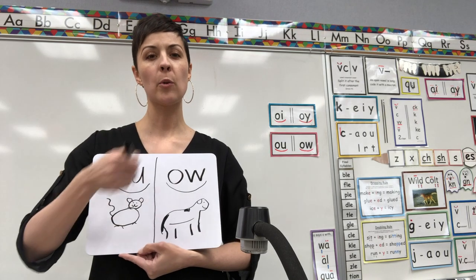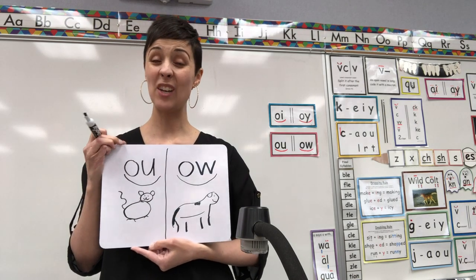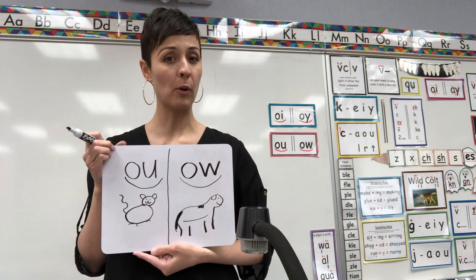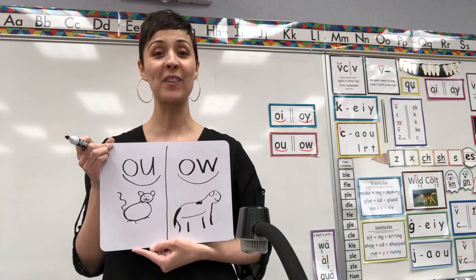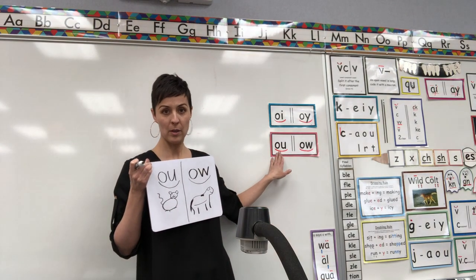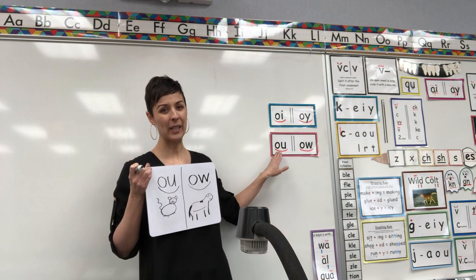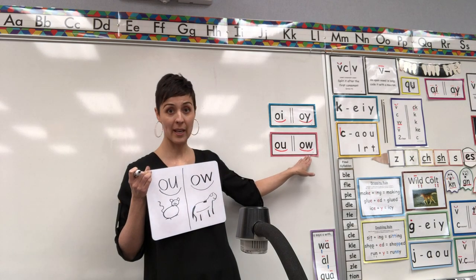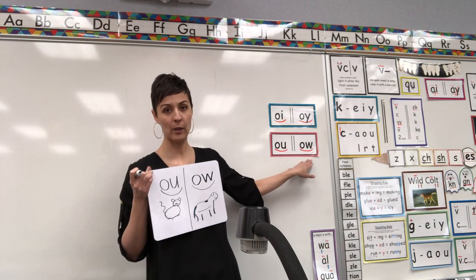Point if you know which one of these we use at the beginning or in the middle of a word. Would you point on your board if you know? You got it. Diphthong. OU. Good. We use OU to say ow in the beginning and middle. OW to say ow at the end of a word.